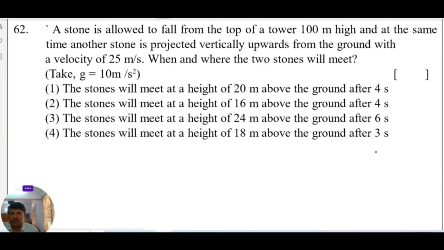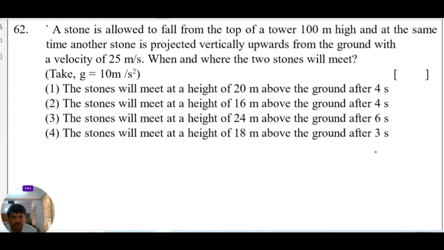62nd question. A stone is allowed to fall from the top of a tower 100 meter high, and at the same time another stone is projected vertically upwards from the ground with a velocity of 25 meter per second. When and where will the two stones meet?